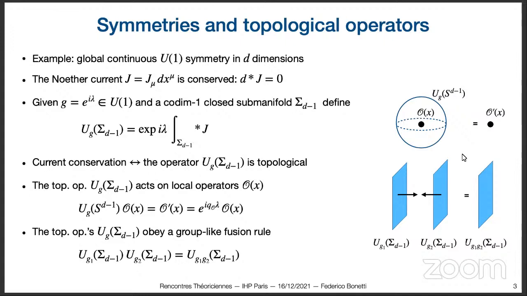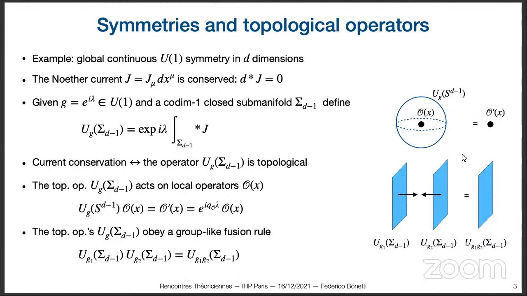It's a rather simple observation, but quite powerful conceptually. This operator is now topological. If we wiggle a little bit this support, Σ_{d-1}, the operator doesn't change, simply and exactly because of the conservation equation. So we should think of current conservation as being a topological property.